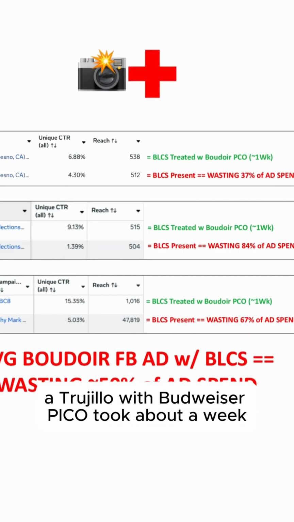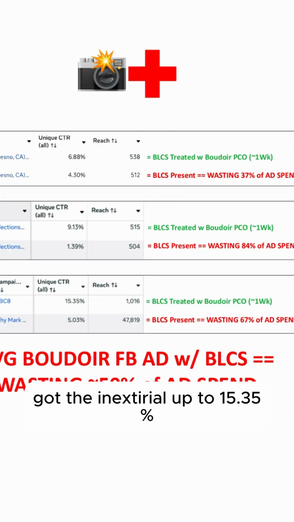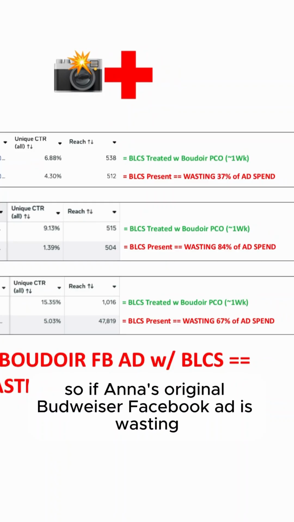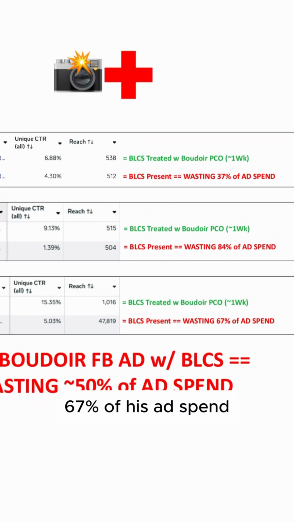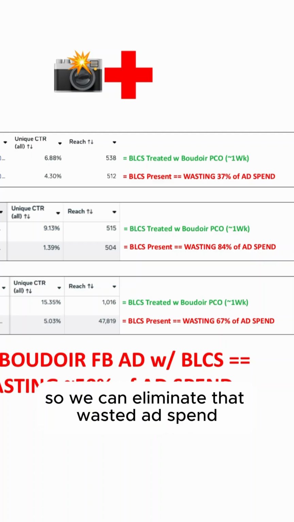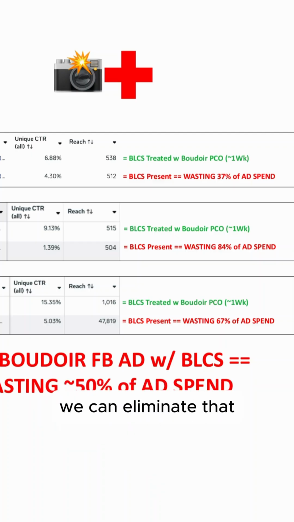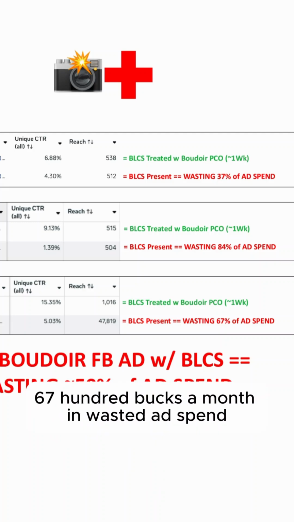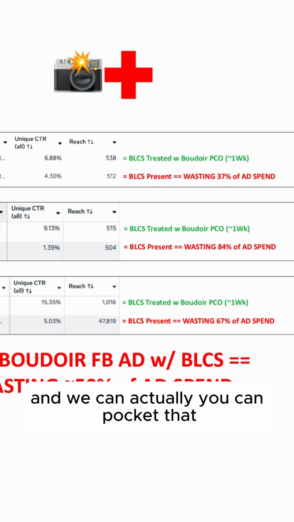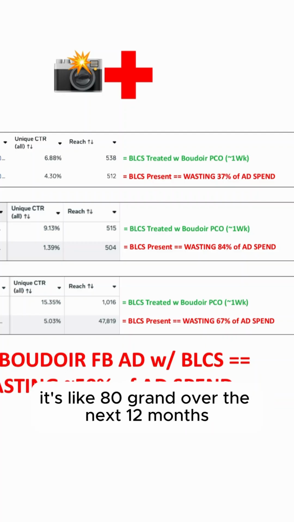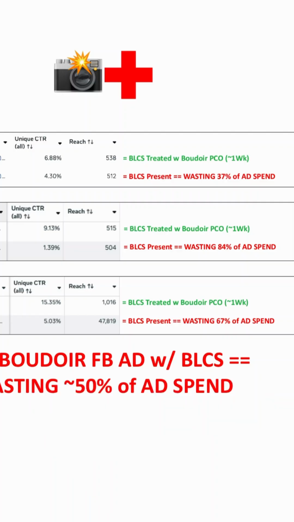Treated with Boudoir Pico, took about a week, got the unique CTR all up to 15.35%. So we found out his original Boudoir Facebook ad was wasting 67% of his ad spend. So we can eliminate that wasted ad spend. If you're spending 10 grand a month in Boudoir Facebook ads, we can eliminate that 6,700 bucks a month in wasted ad spend, and he can pocket that. It's like 80 grand over the next 12 months. It's kind of like a phantom bonus.